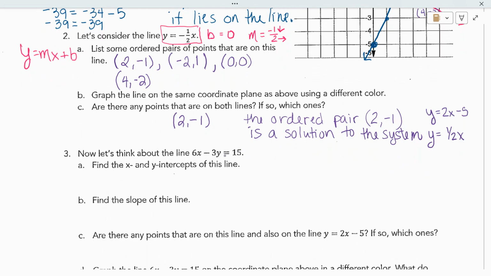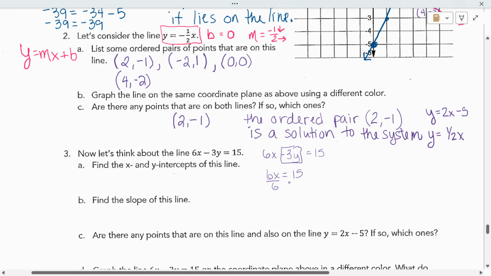Well, remember that the x-intercept happens when y equals 0. So we can just cover up the y. That gives me the equation, what? 6x equals 15. Divide both sides by 6. X equals, let's see, these are both divisible by 3, 5 halves. So the x-intercept is the ordered pair 5 halves, comma 0.